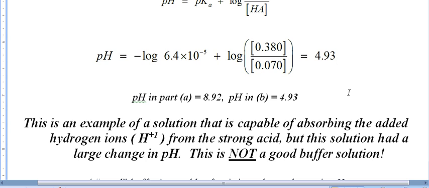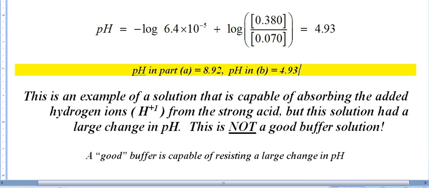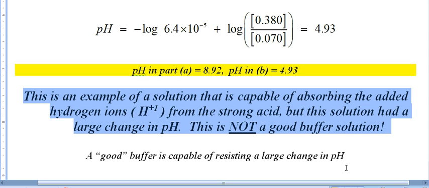Coming back down, one thing I want you to recognize here, in part A, our pH was 8.92, and in part B, our pH was 4.93. That's a big change. That's a pretty big change. That's almost 4 pH points. So even though the solution was very capable of absorbing the hydrogen ion concentration, it is not a good buffer.